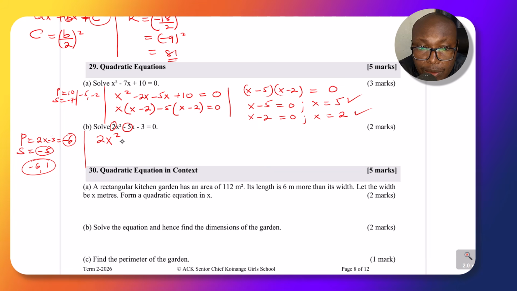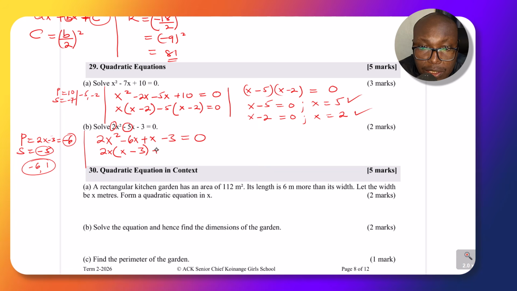So that will give -6x plus 1x. Don't write 1x, just write x. Then subtract 3 is equals to 0. Then factorize between 2x squared and -6x. What is common? So 2x is common. So you'll have x subtract 3. When you factor out 2x, you remain with x subtract 3.